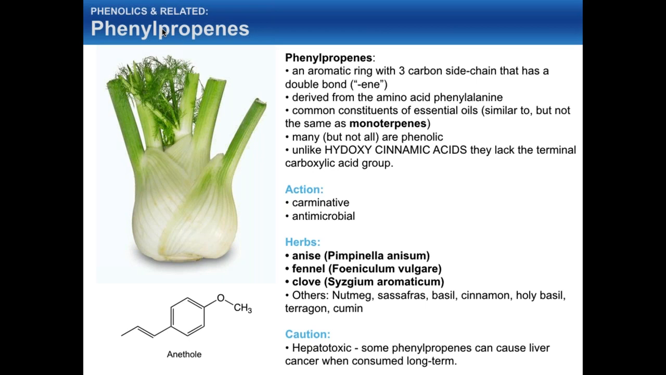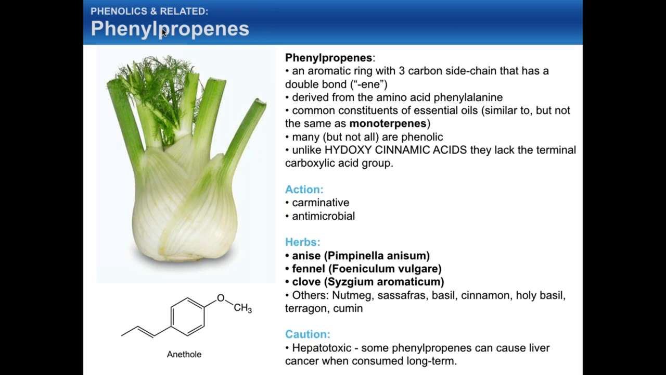And the reason why they call it propene is because there's a double bond on the side chain, the three carbon side chain. So phenylpropene refers to a lot of the essential oils that you're going to find in various aromatic plants. And the phenylpropenes and monoterpenes are the two most common types of essential oils. The difference is the pathways that they're made.